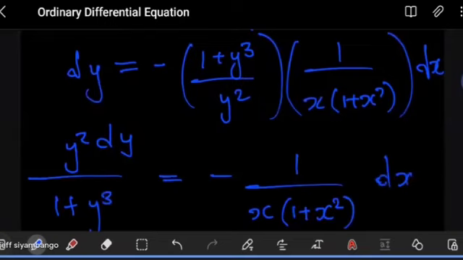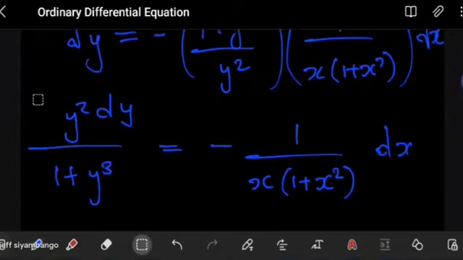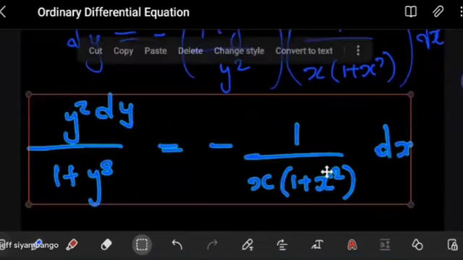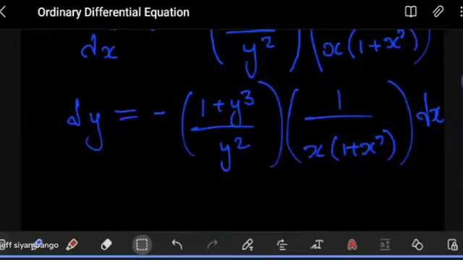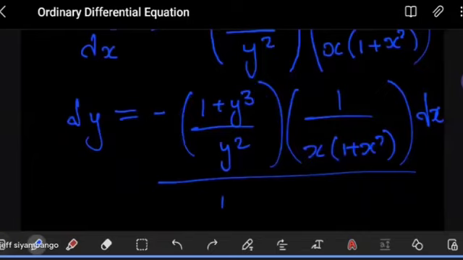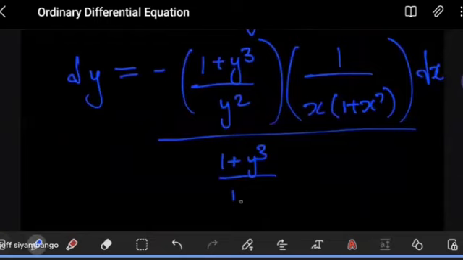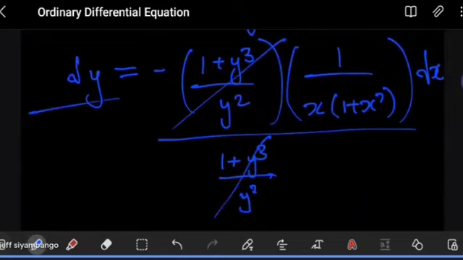Can you kindly scroll up? Pardon? Somehow I don't know if it's cross multiply to the dy for you to get that, yes, y squared dy. Okay. So I think the easiest way is to divide both sides by this term. So now I have 1 plus y to the power 3 over y squared. On this side it will cancel with this, but on the left side it will remain.